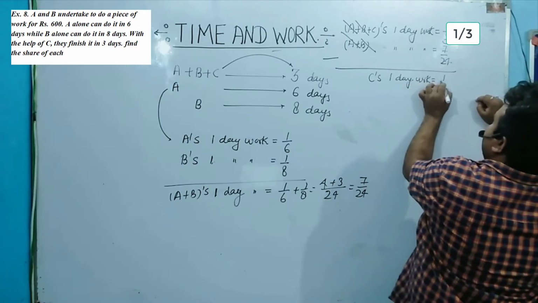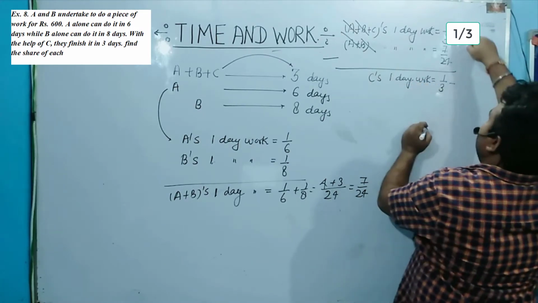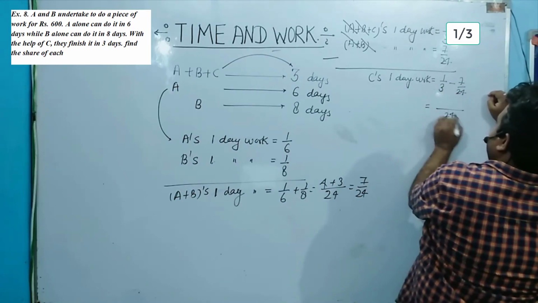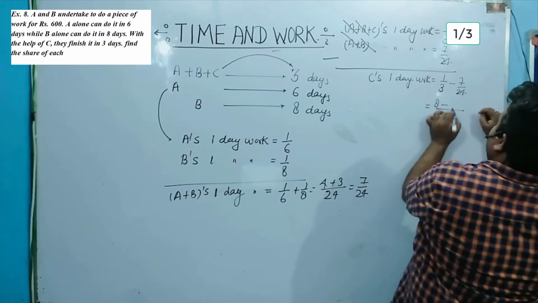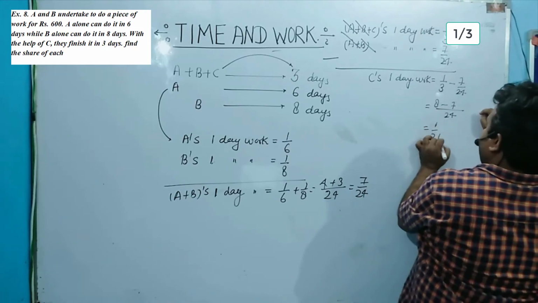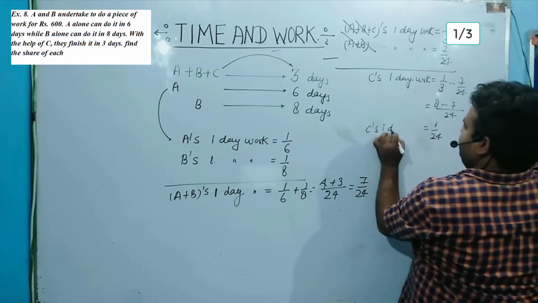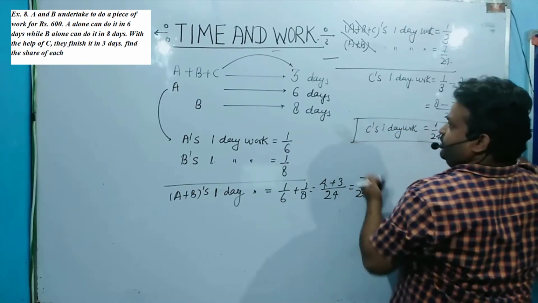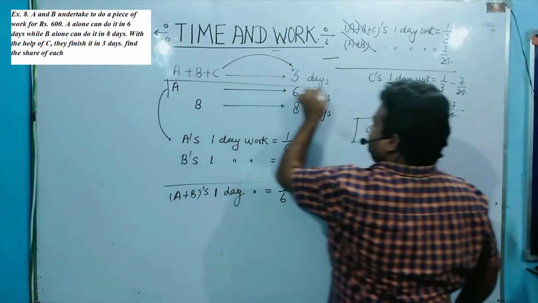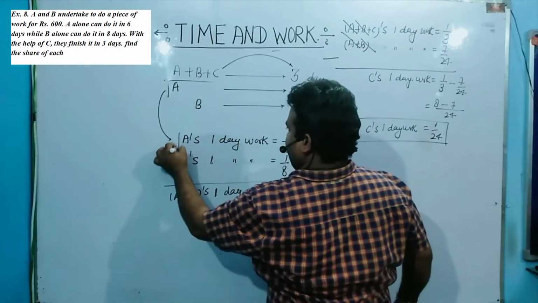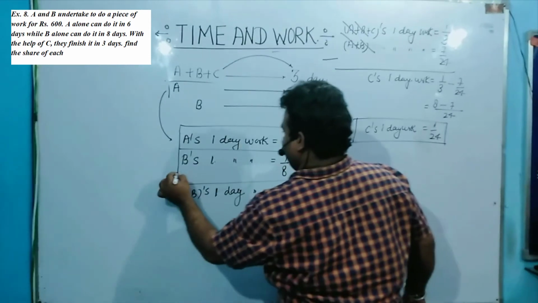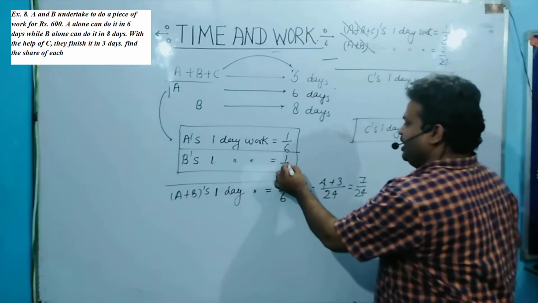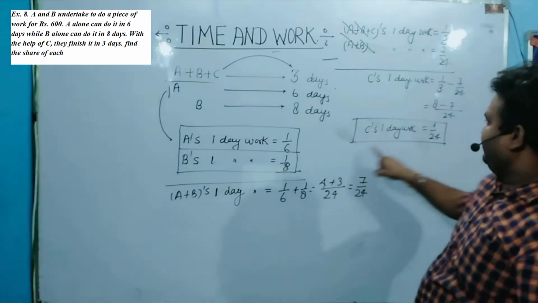How much will C's one day work be? 1 by 3 minus 7 by 24, since I am subtracting this value. So this is 24; 3 eights are 24, and 24 ones are 24. So you will get 1 by 24. So C's 1 day work is 1 by 24, whereas A's 1 day work is 1 by 6 and B's 1 day work is 1 by 8. So you now know A's, B's and C's 1 day work.